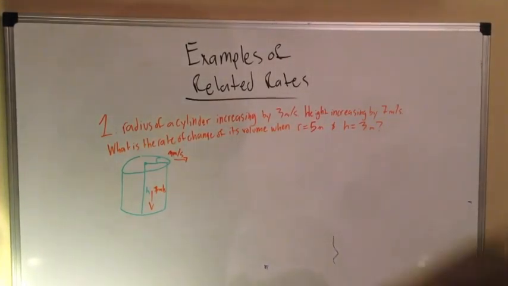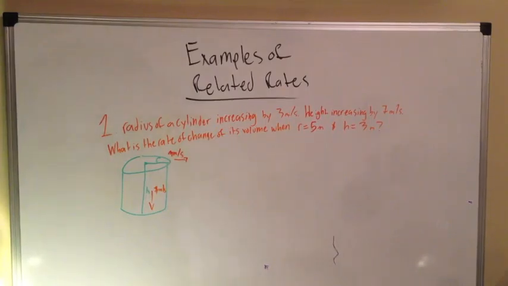Let's say that there's a cylinder, this one, and its radius is increasing by 3 meters per second, while its height is increasing by 7 meters per second. What is the rate of change of its volume when its radius equals 5 meters and its height equals 3 meters? So the first thing that you need to do is to define what you need to find and write down what you already have.